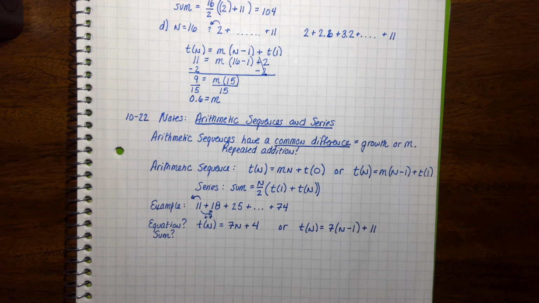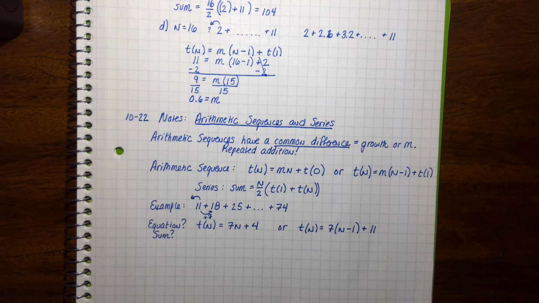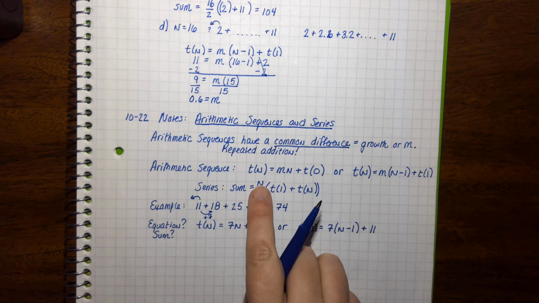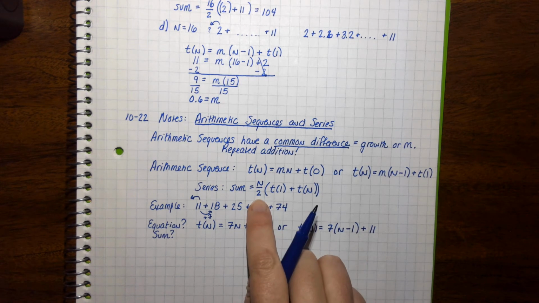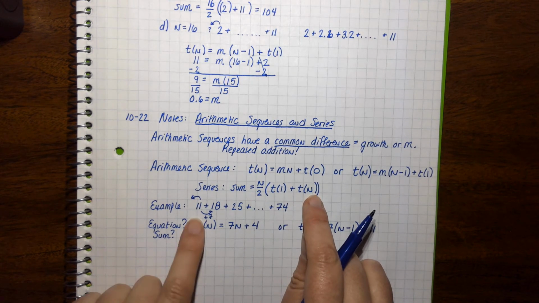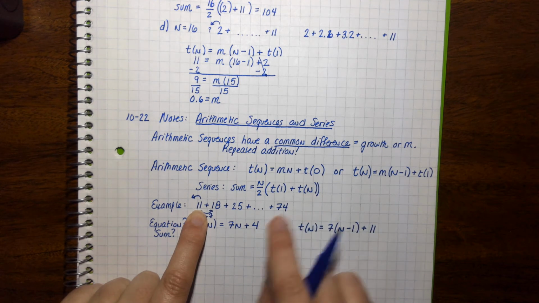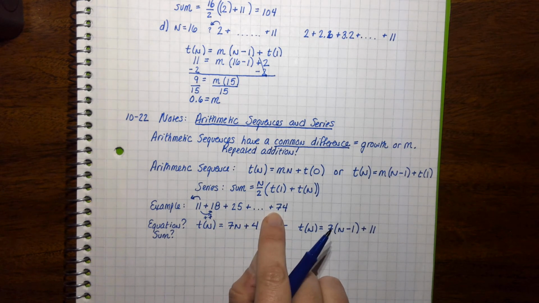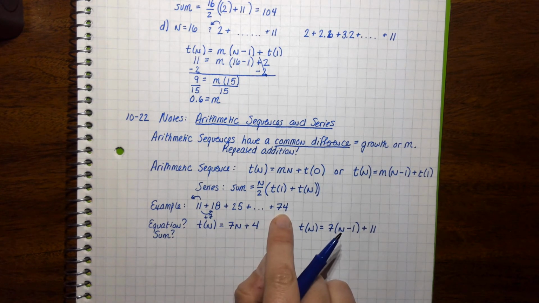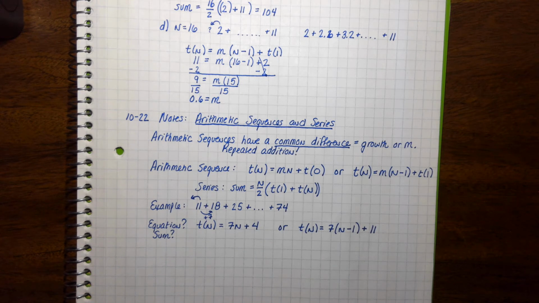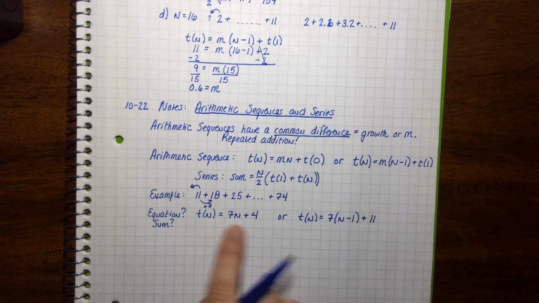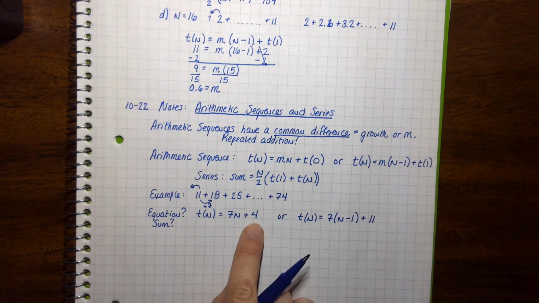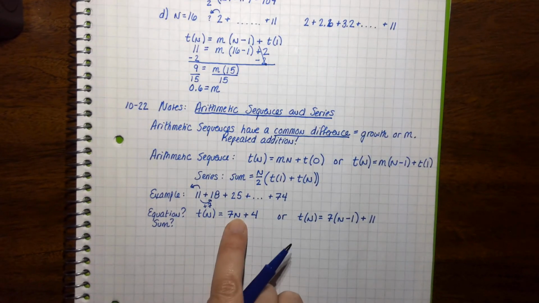Okay, now I need to know the sum. Notice for the sum formula, it requires n over 2 times (t of 1 plus t of n). I know t of 1 is 11 and t of n is 74, but I don't know how many numbers this is. Can I figure this out by messing around on the calculator? Absolutely. Am I going to do that? No. What I'm going to do is use this lovely explicit equation I have here to figure out how many terms out that 74 is.